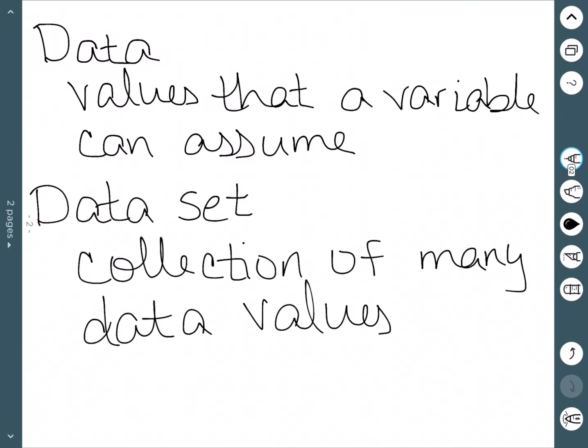A data set is then a collection of many data values. Once we know what our variables are going to be, and we have an idea of the kind of values they can assume, we can start collecting a data set. This is when we actually go out and talk to people and collect that information. And then once we have all of that together, that is our data set.